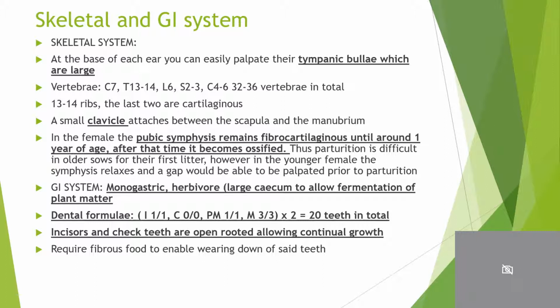We can see here their dental formula, and they have 20 teeth in total. Their incisors and cheek teeth are open-rooted, again allowing continual growth. They require fibrous food to enable the wearing down of said teeth.